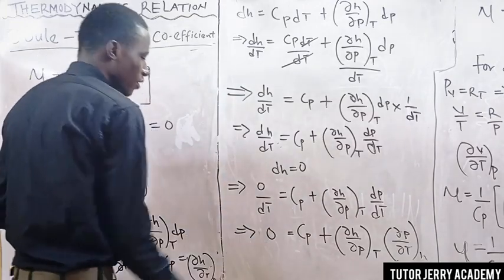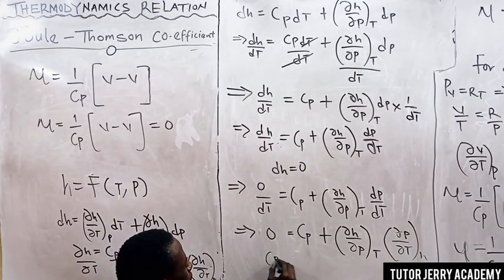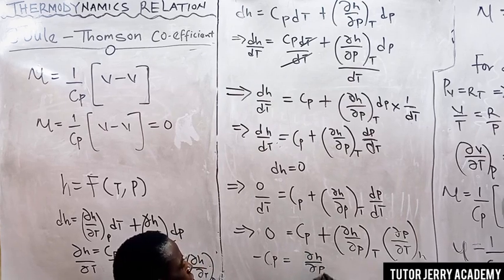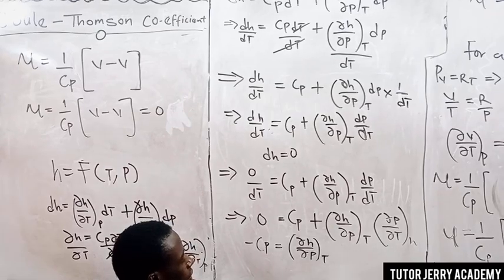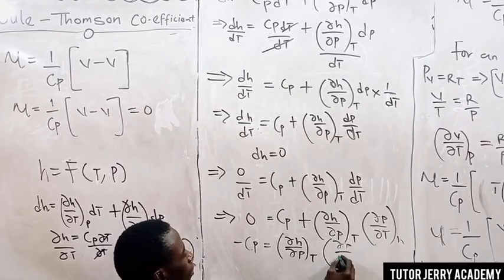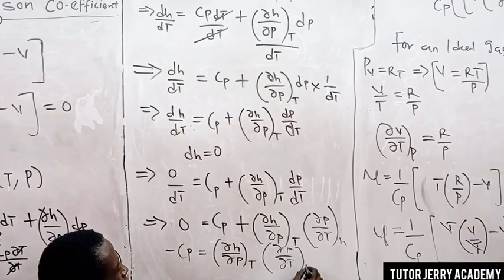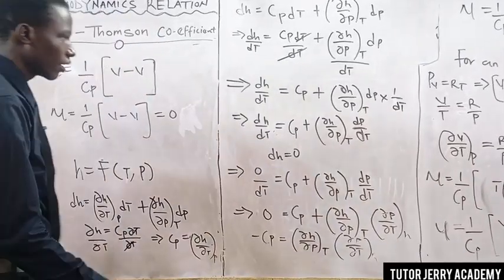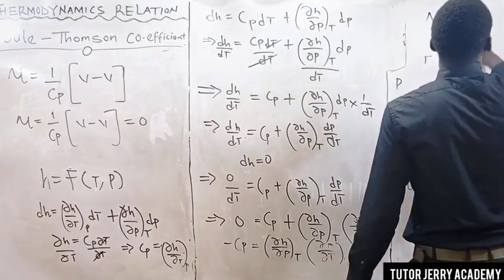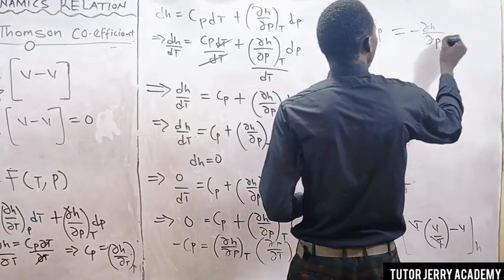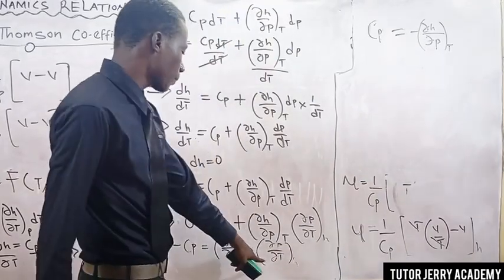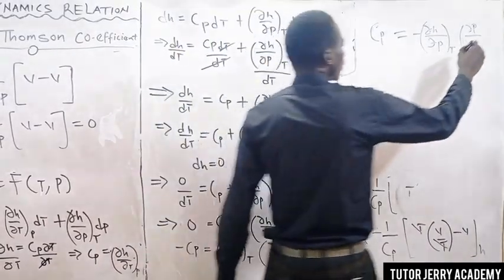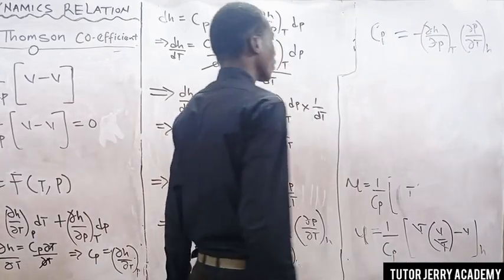Next, we are going to take Cp to the other side of this equation. It implies that minus Cp, as it crosses the equality sign, will be equal to the partial derivative of H over the partial derivative of P, keeping T constant, into the partial derivative of P over the partial derivative of T, keeping H constant. So this is what we have. Next, we are going to multiply through this equation by minus, giving minus the partial derivative of H over the partial derivative of P, keeping T constant, multiplied by the bracket of the partial derivative of P over the partial derivative of T, keeping H constant.